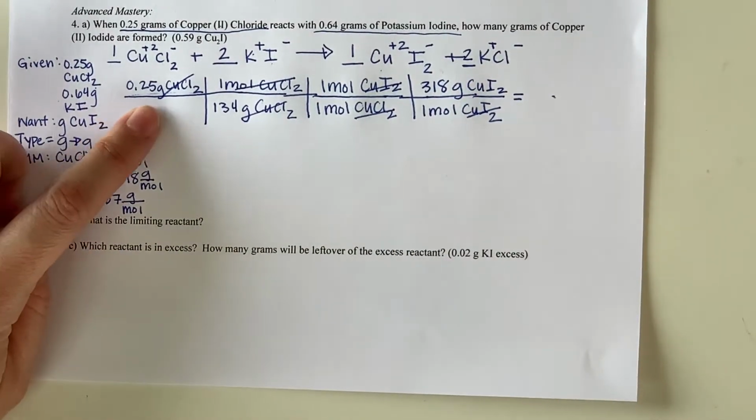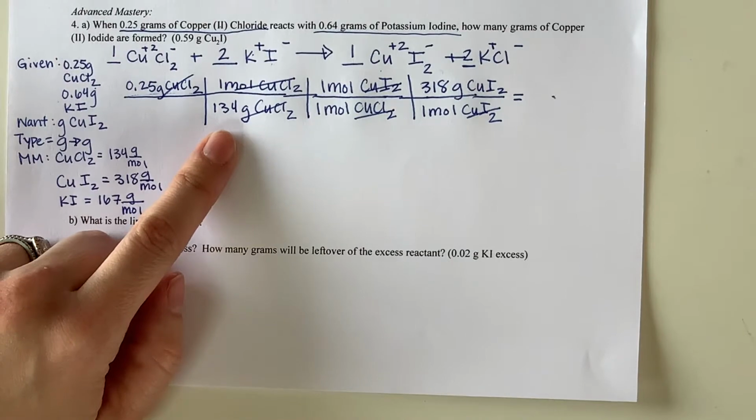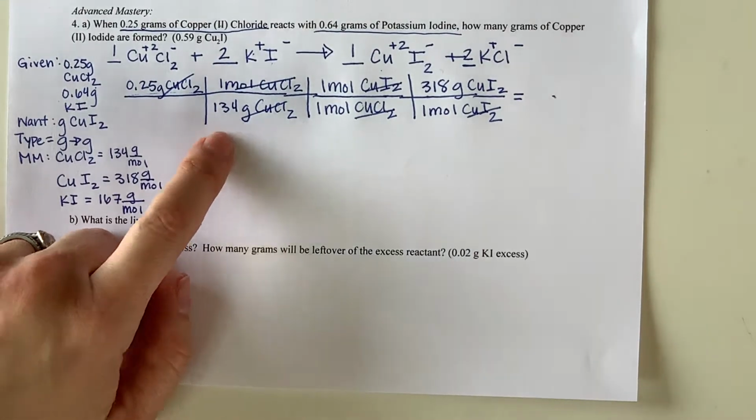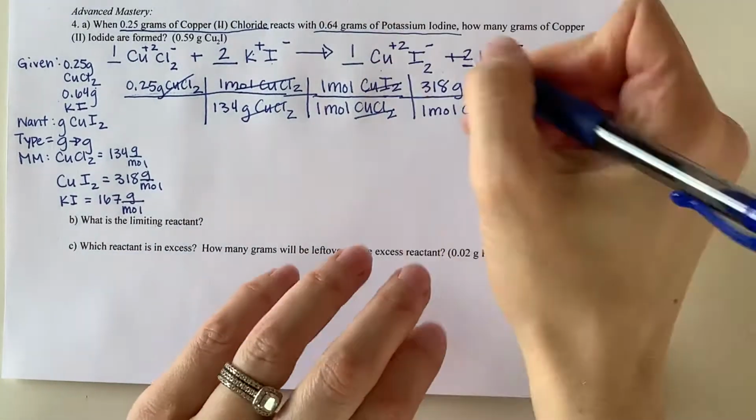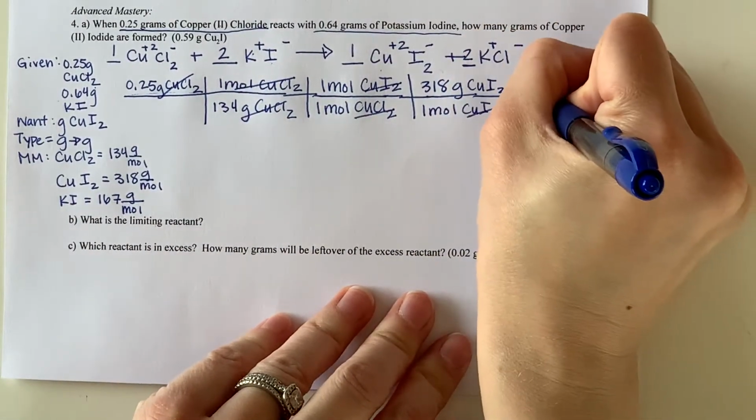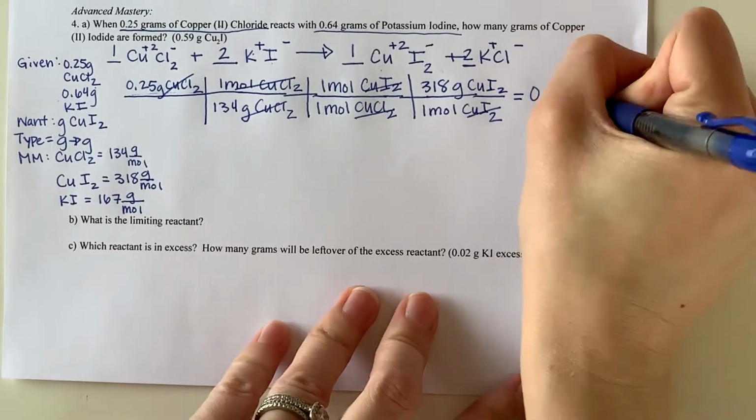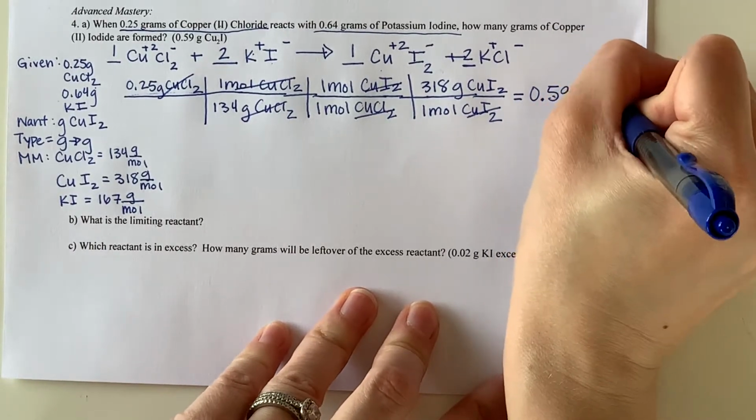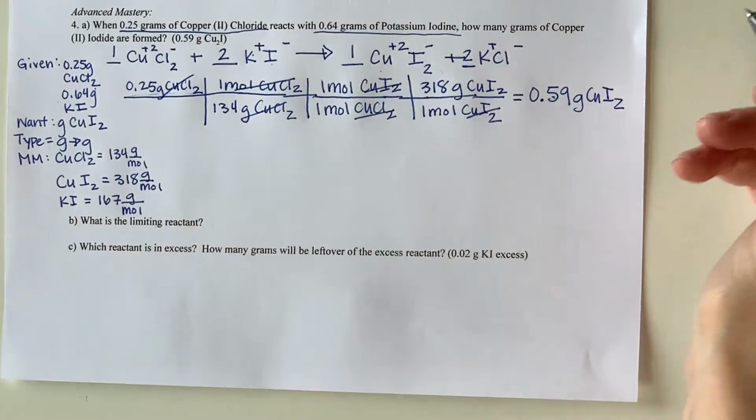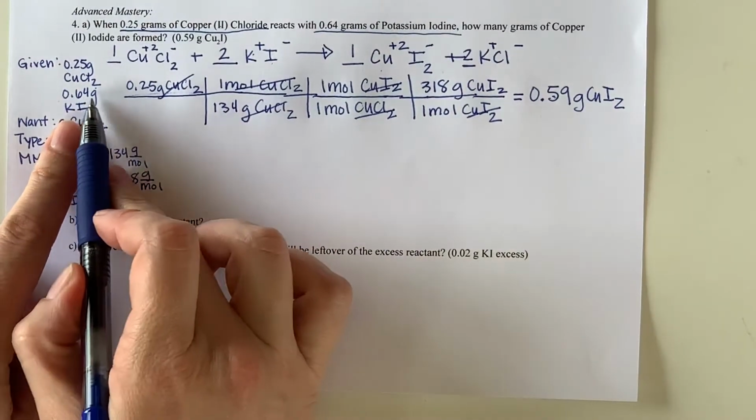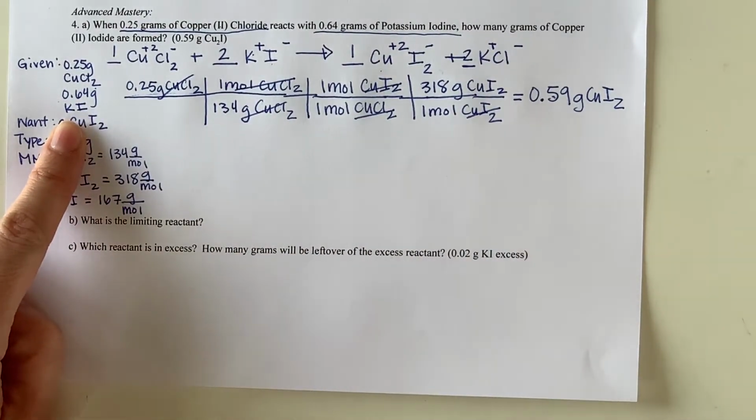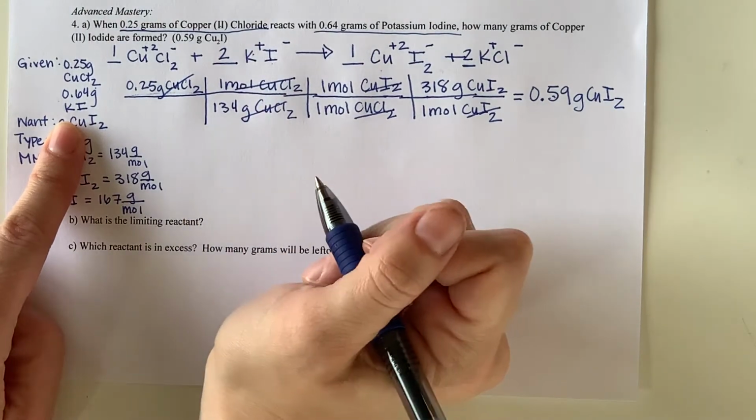On my calculator, 0.25 divided by 134, multiplied by 1, divided by 1, multiplied by 318. That should give you an answer of 0.59 grams of CuI2. That's how much is made when I have 0.25 grams of CuCl2. I have to compare that to when I start with 0.64 grams of potassium iodine now.